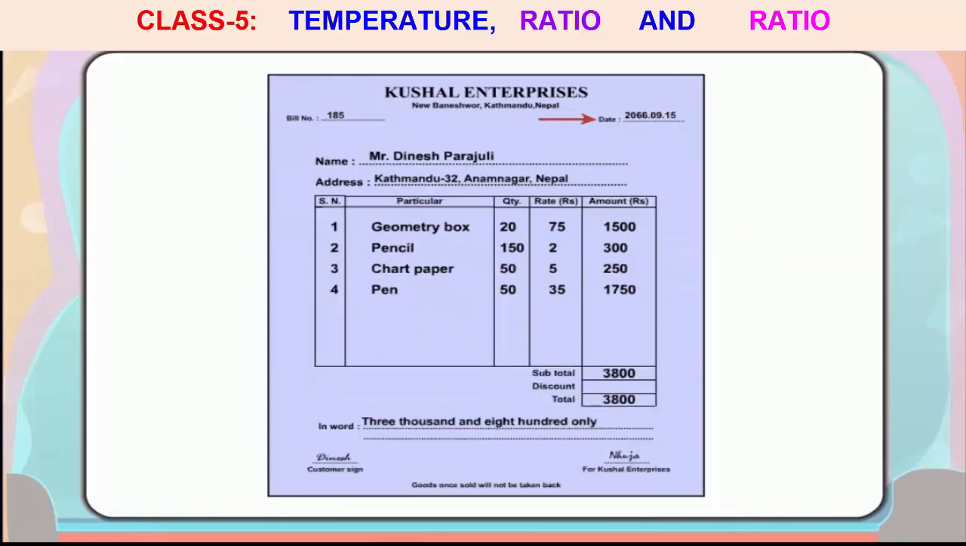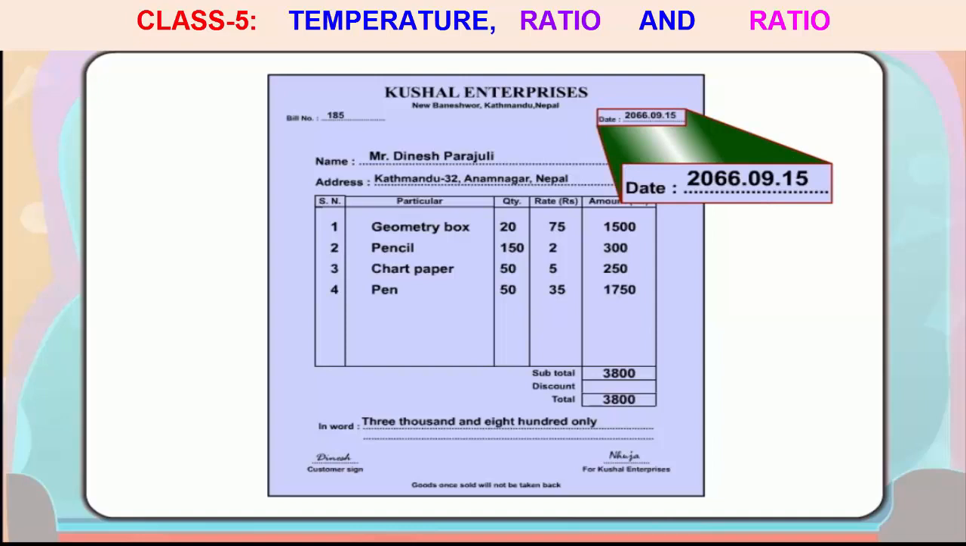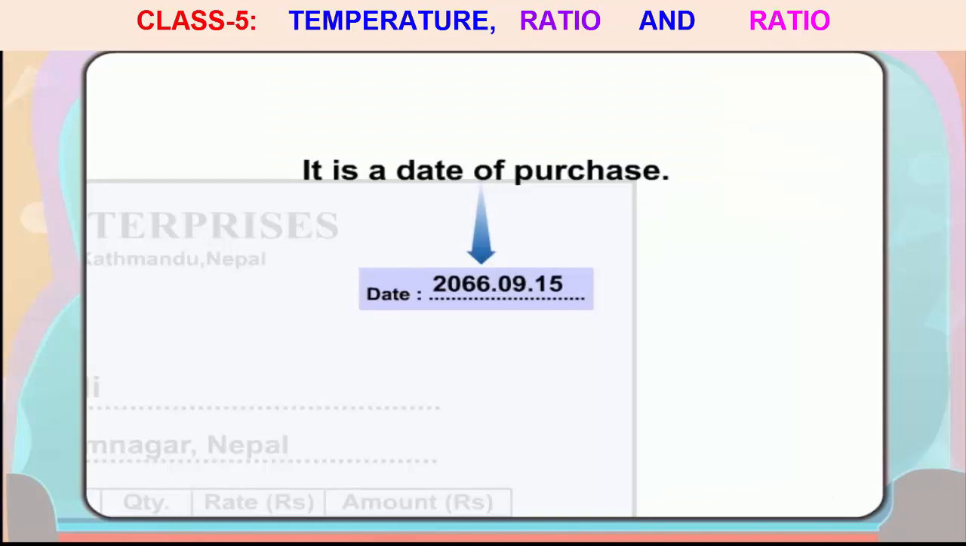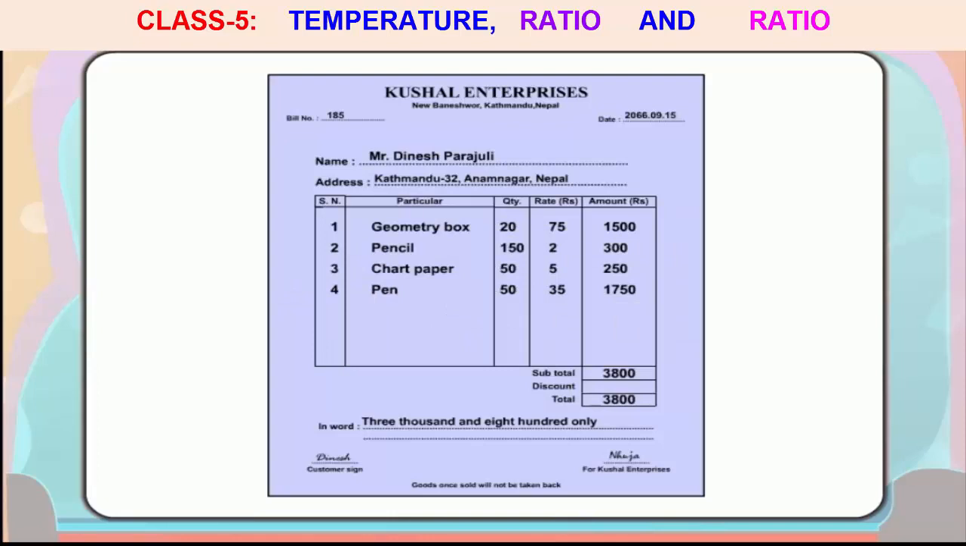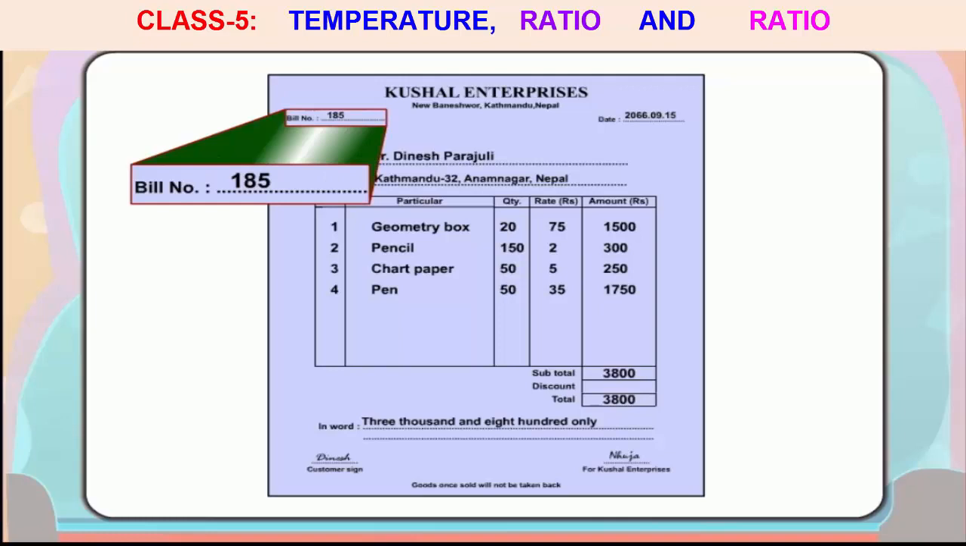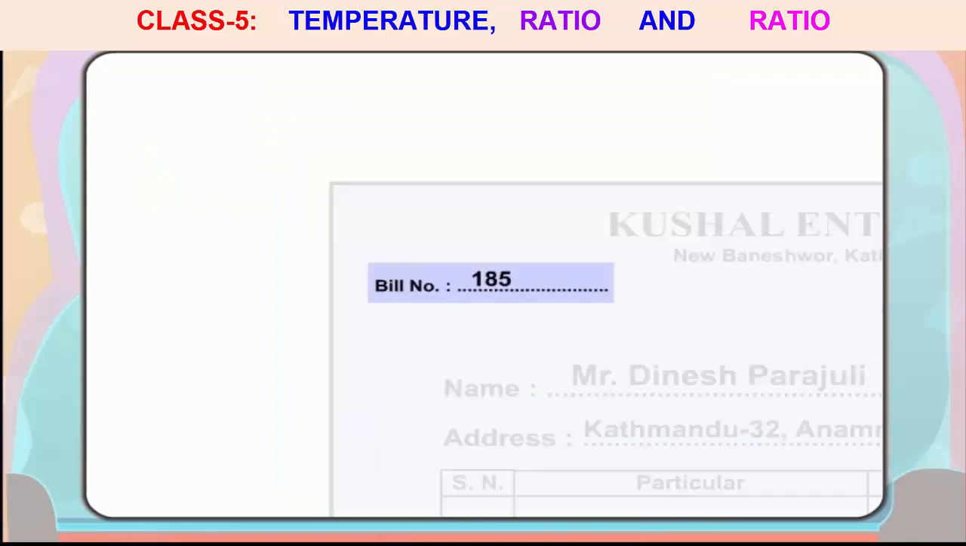On the upper right-hand side of the bill, there is date written on it. It is the date of purchase. Here, the date of purchase is written as 2066.9.15. It means the items were purchased on 15th of Paush in the year 2066. Besides, this bill contains the bill number on the upper left-hand side of the bill. It shows that the bill number is 185. This bill number also helps us to keep the record about the items sold.